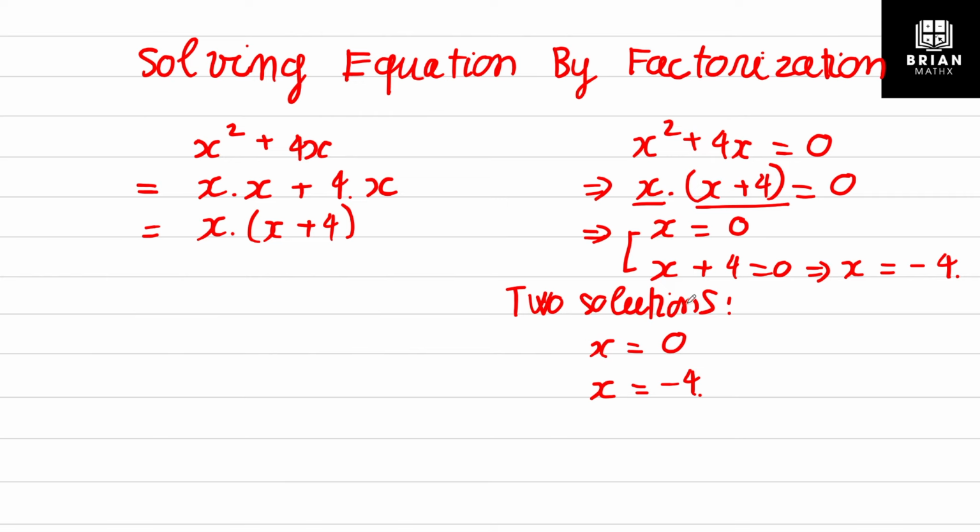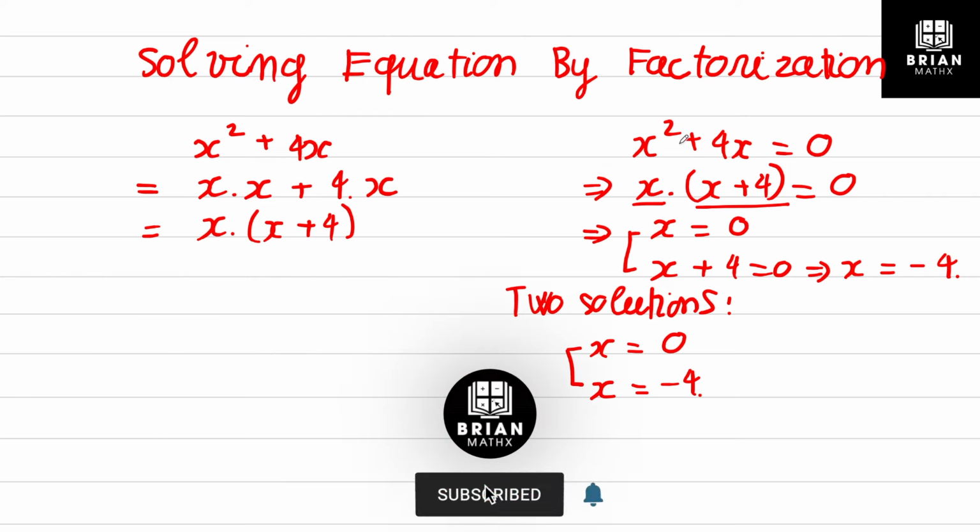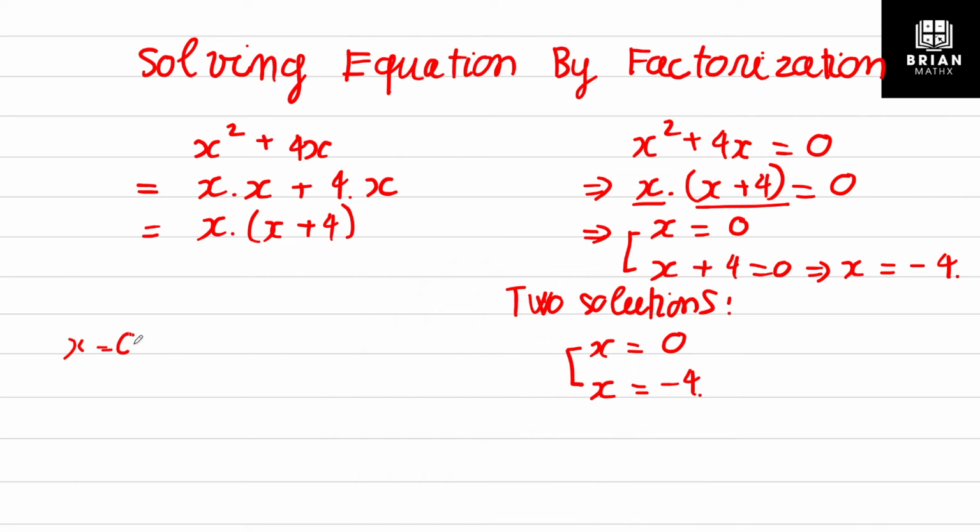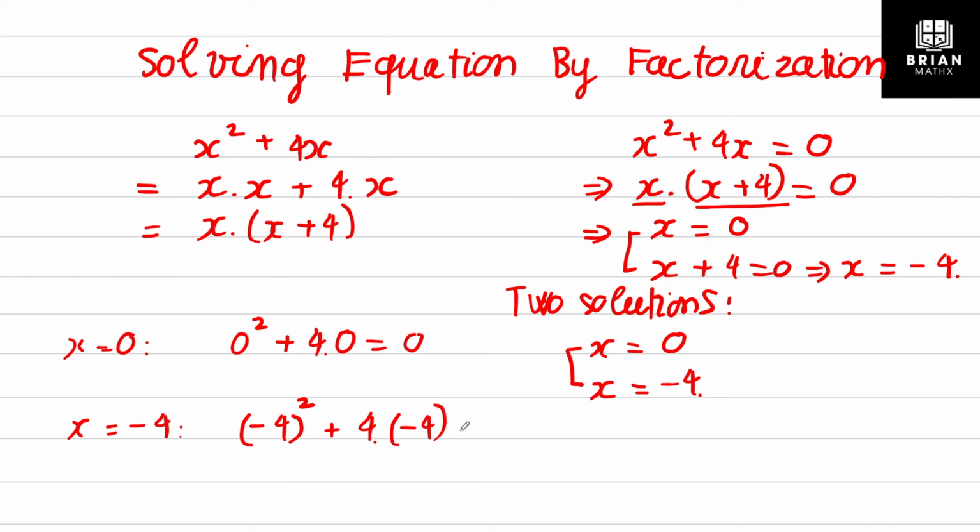Okay, so what does solution mean? The solution means when you substitute the value of x here, x equal to 0, in the equation like this, you will have an equal sign. For example, x equal to 0 means x squared is 0 squared, plus 4 multiply 0, which will be equal to 0. Or x equal to negative 4: you got negative 4 inside the bracket, squared outside, plus 4 multiply negative 4, and equal to 0. This is a right equation and this is a right equation. Okay, that is what solution means.